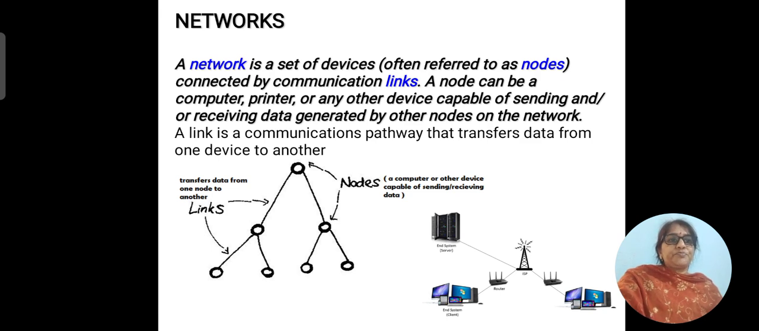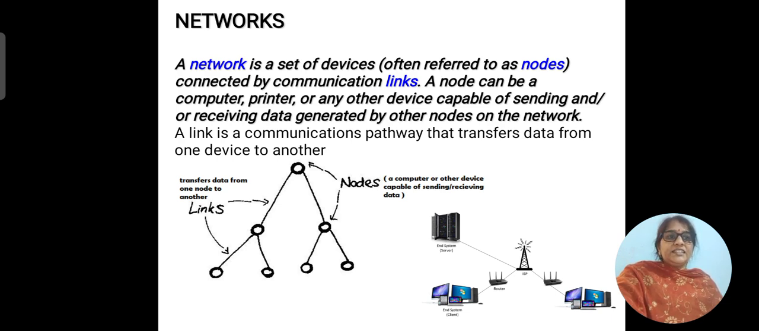So, as shown in this slide, we have the picture of nodes and links. As shown in the figure, we have connected the nodes. Nodes are nothing but a computer or other device capable of sending or receiving data. Links are nothing but the transfer of data from one node to another node. Therefore, a link is a communication pathway that transfers data from one device to another.